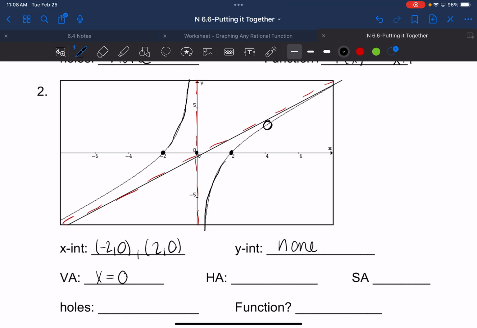Do you guys see anything that's stopping us from going horizontally? No, there's no place like it was for that x value, right, where it kind of curves away. Okay, so that means no horizontal.